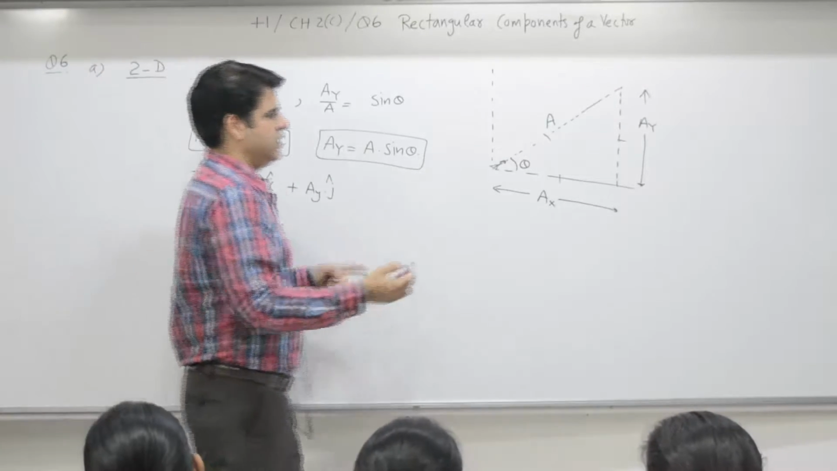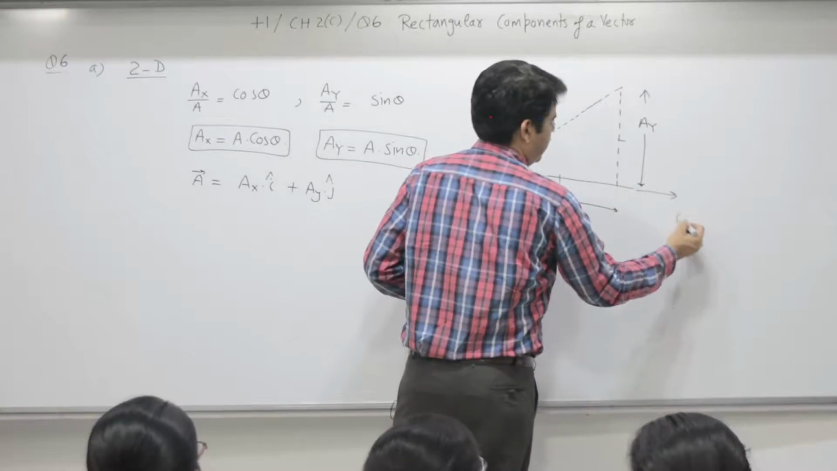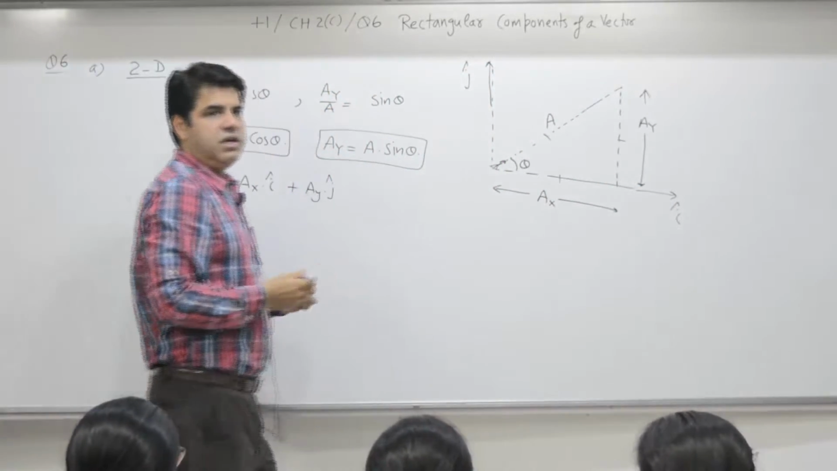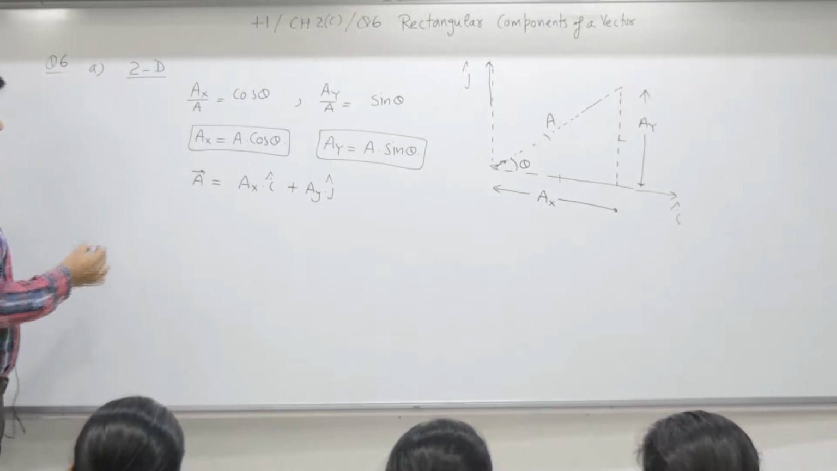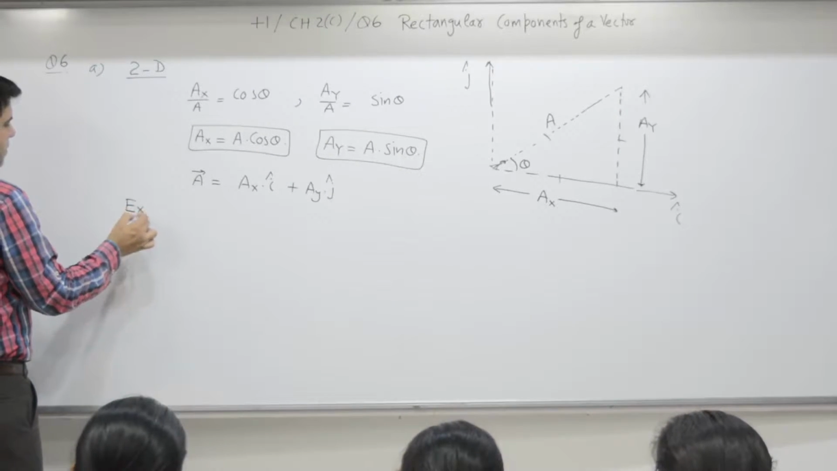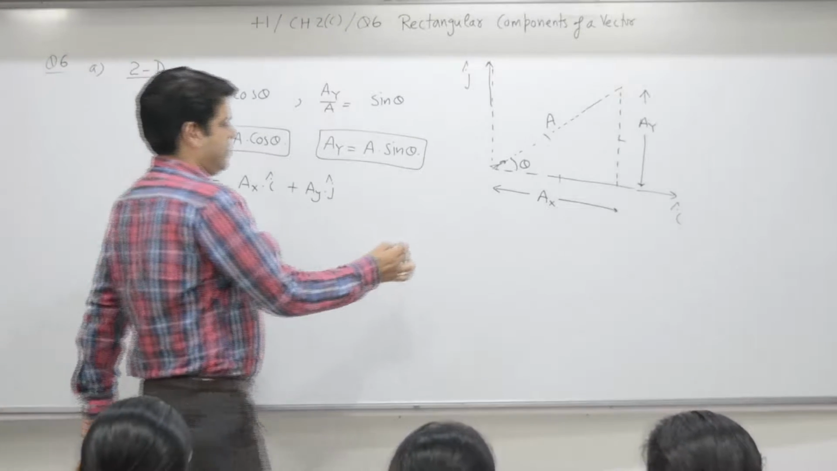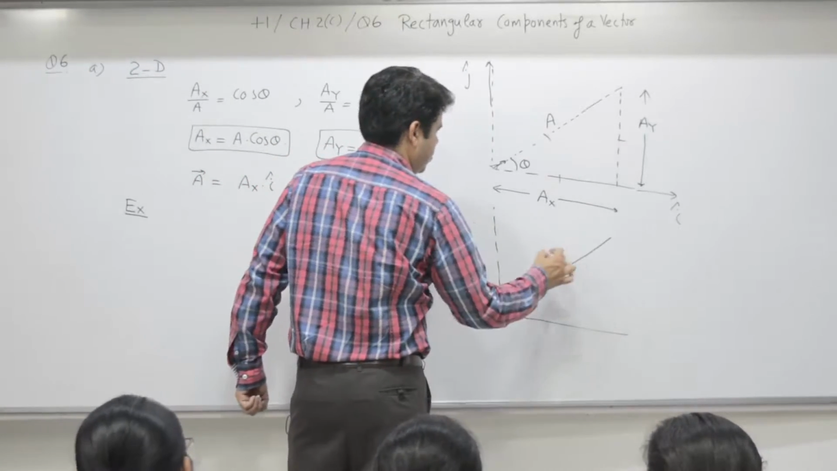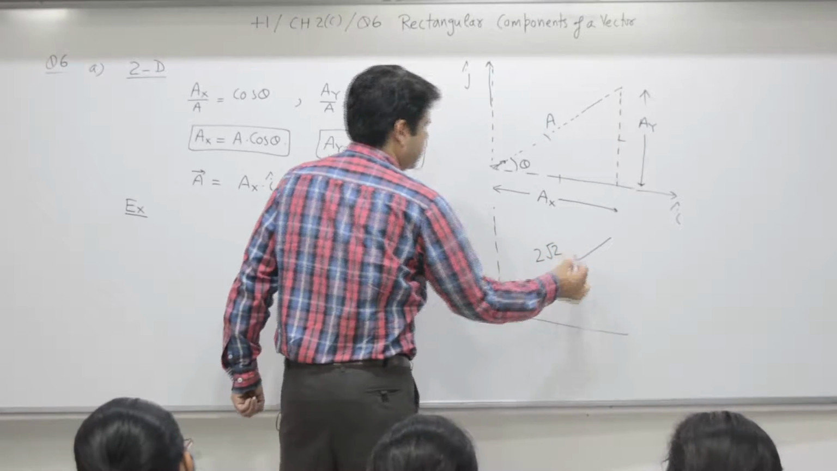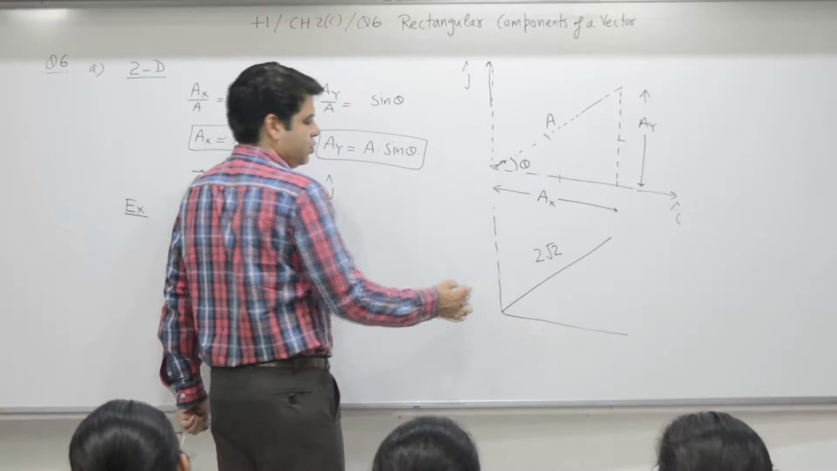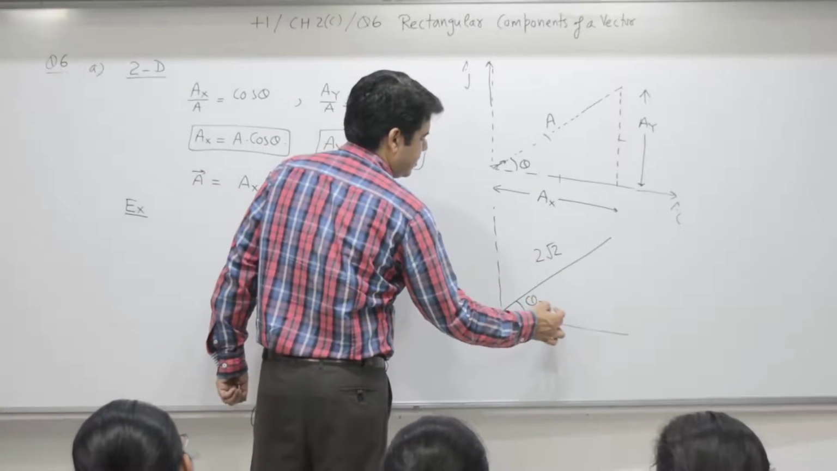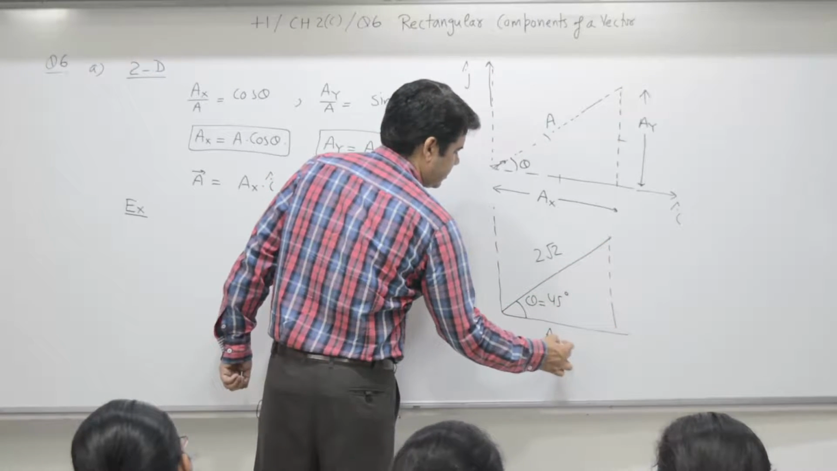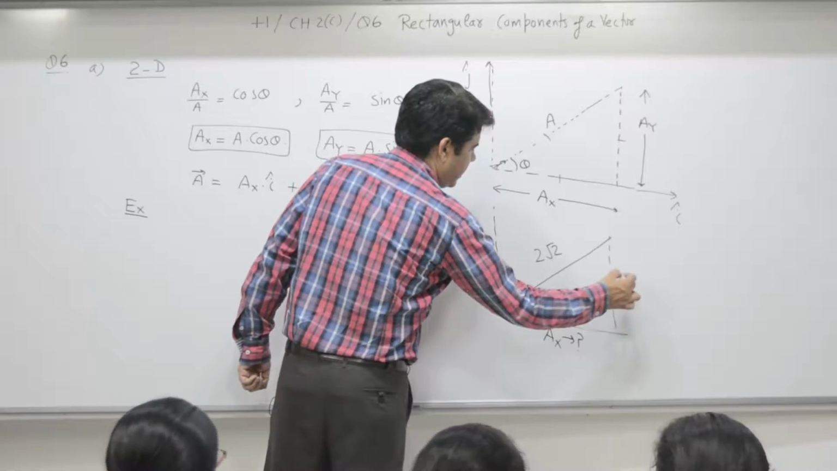I cap means what? Movement along x axis. J cap means what? Movement along y axis. As an example, if this is given as 2 root 2, aeroplane flies at speed 2 root 2 at an angle theta is equal to 45 degree. Find Ax and Ay.